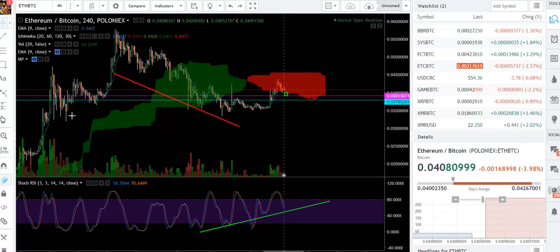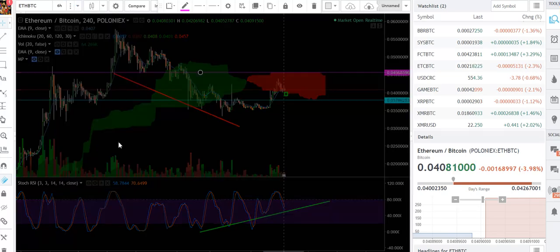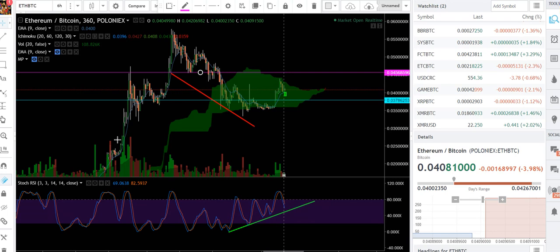The 4 hour still also not above the clouds yet. Okay, so I'm going to steal this line here and just put it right here and say, okay, that's the price point above our 4 hour cloud. How does that relate to our 6 hour cloud? Basically just about there as well.